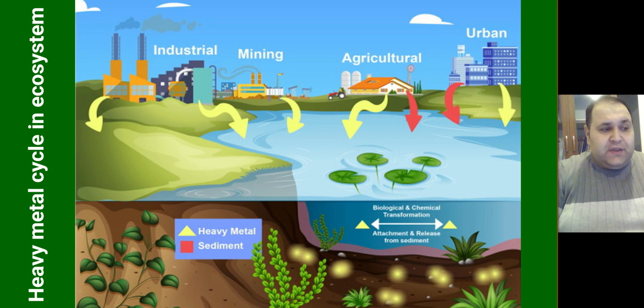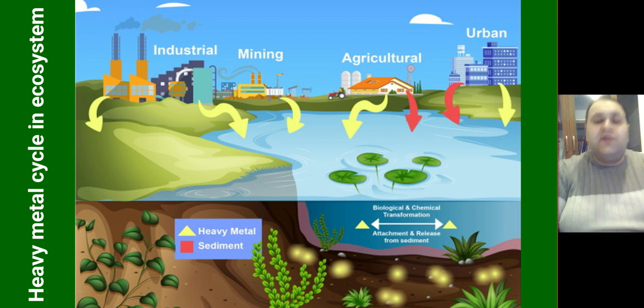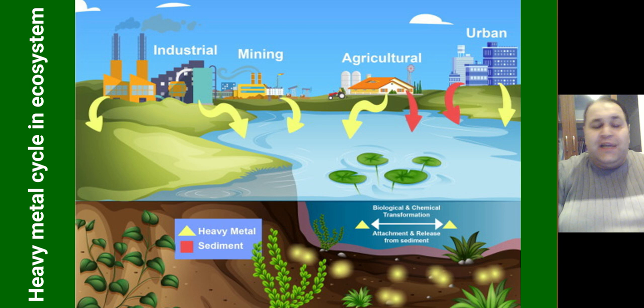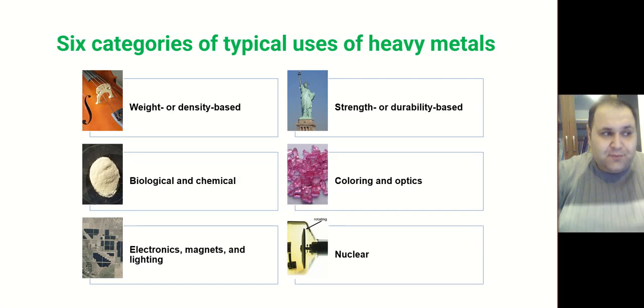Being persistent pollutants, heavy metals accumulate in the environment and consequently contaminate food systems. Accumulation of potentially toxic heavy metals in biota causes a potential health threat to their consumers, including humans.